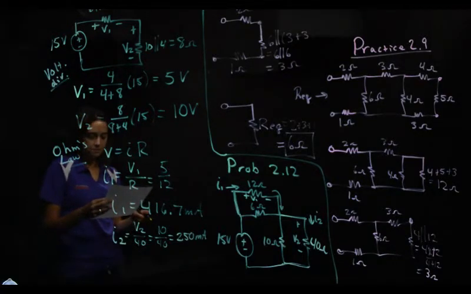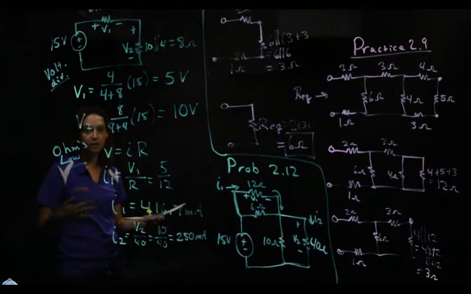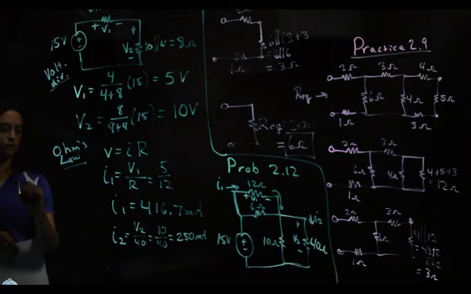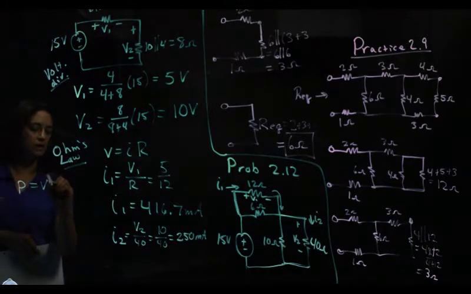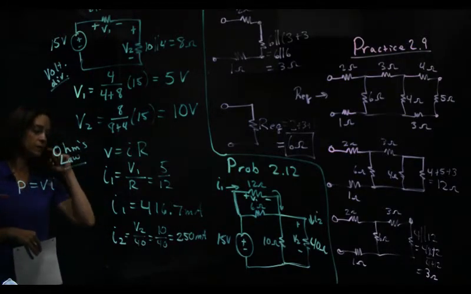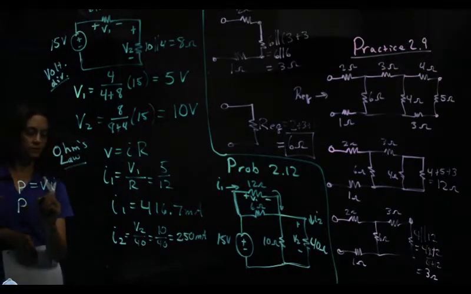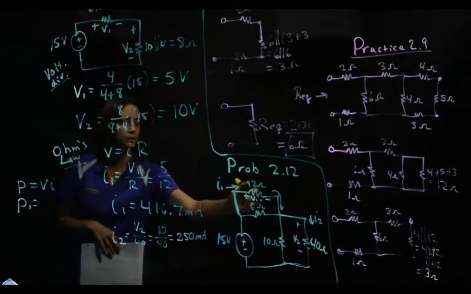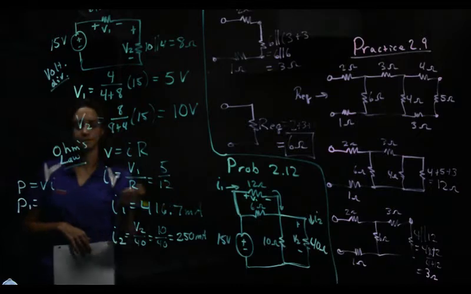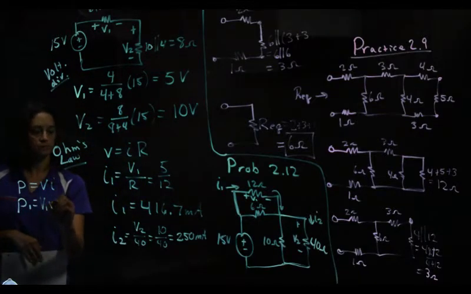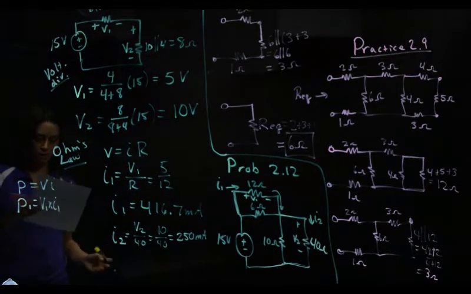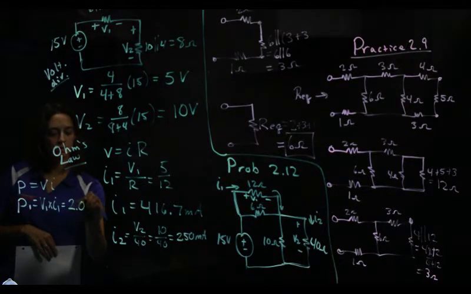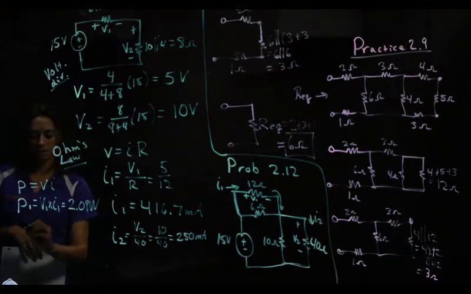We are also asked to find the power. Now we have the current and we have the voltage, so our power becomes very easy. So I want to use P equals VI. My power, we'll just say power 1, we'll call it this 12 one, will be V1 times I1. I trust you can plug those into a calculator and do some math. So you get 2.08 watts.